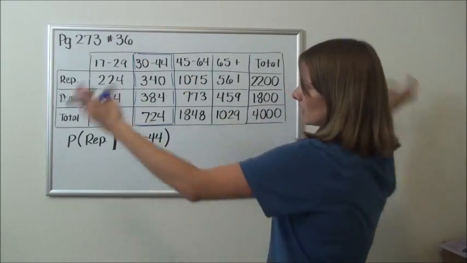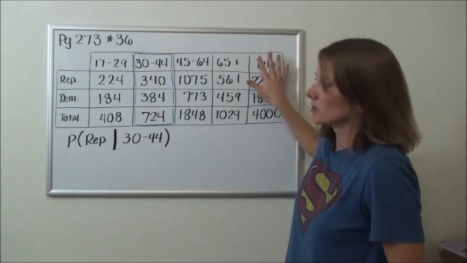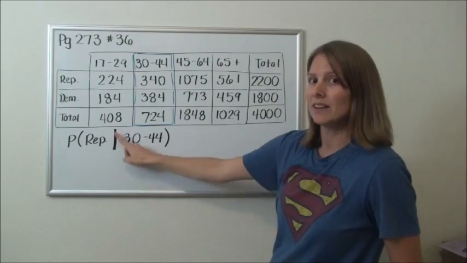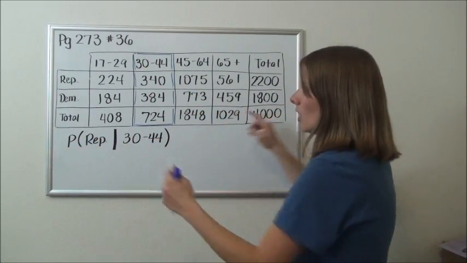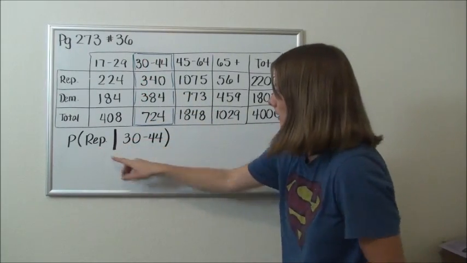So don't look at anything else. I'm not looking at people who are that young. I'm not looking at people in this age range. I'm only looking at this age range. That's the only thing that I know that's given, that's assumed. So let's just look there and ignore everything else. Given that this is what I'm looking at, what's the likelihood someone is a Republican?